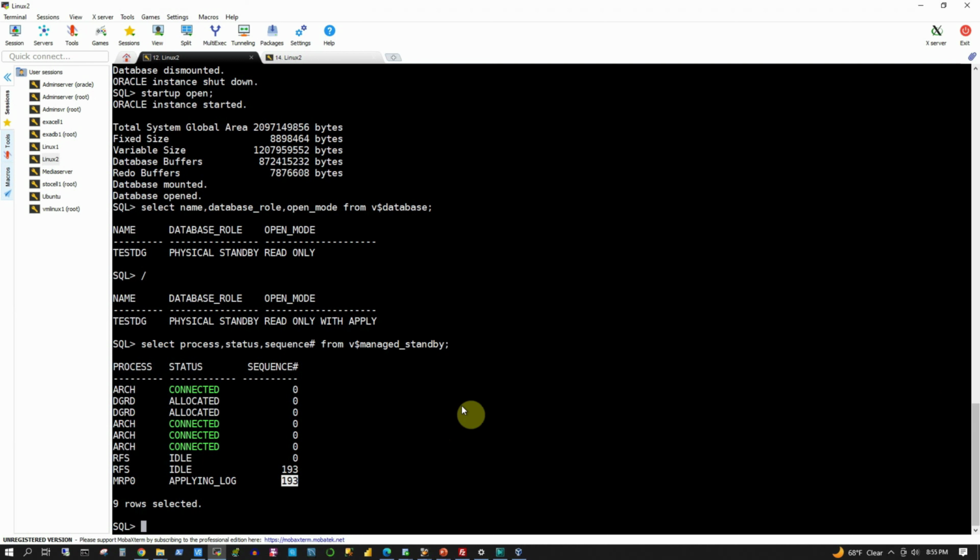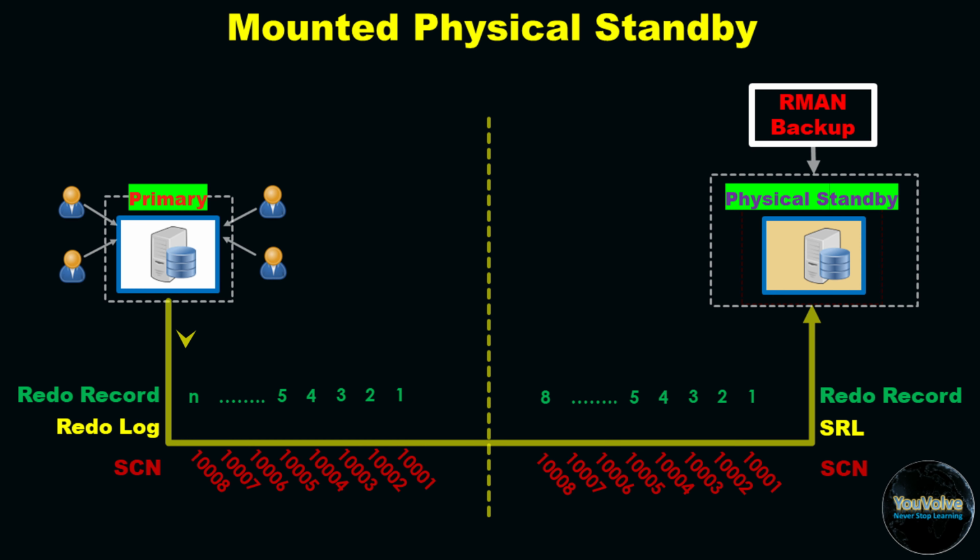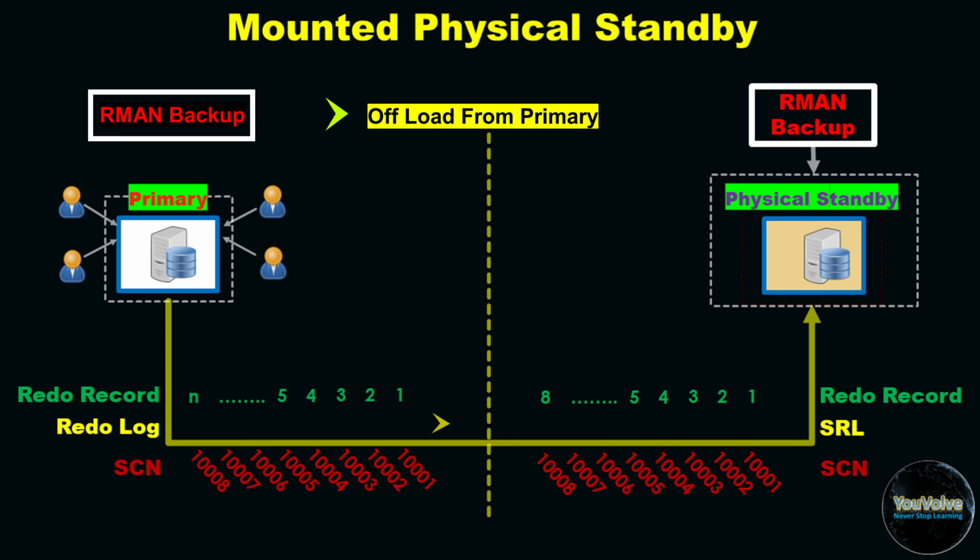So now we have seen how the standby database can be either mounted or opened in read-only mode with redo apply on. Simply mounting the standby as a physical standby with redo apply on has advantages, like you can offload the primary by moving the ARM and backups to the standby. We will cover this in part 7 of this series.